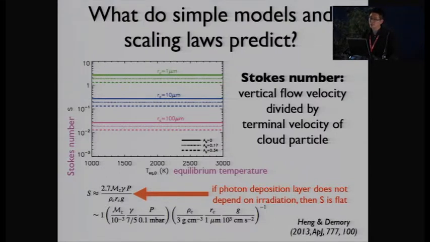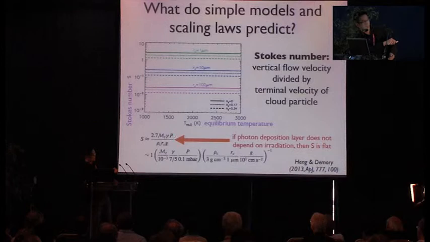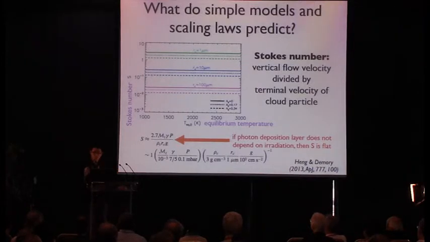And in this limit, the Stokes number scales just as the pressure of the layer in which most of the starlight is going to land in the atmosphere. So now if this pressure at which the starlight is being deposited, which is the opacity effect, doesn't depend strongly on stellar irradiation, then you expect the Stokes number to be flat with stellar irradiation, which is consistent with what you see in the observations.